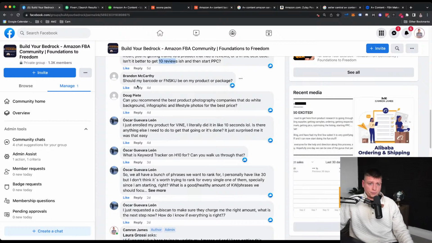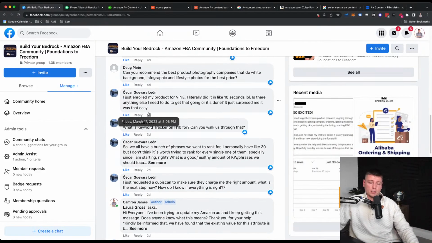Brandon McCarthy: Should my barcode or FNSKU be on my product or package? Yes. Your FNSKU should be on your product or package, whatever is on the outside for Amazon to see.